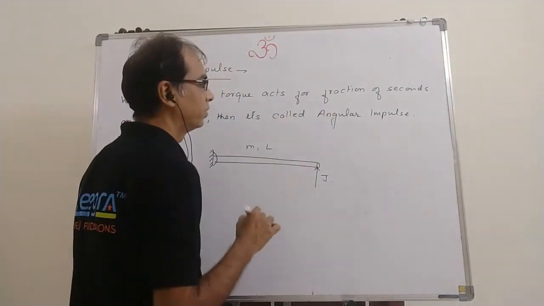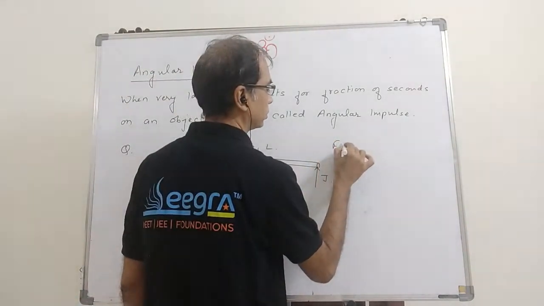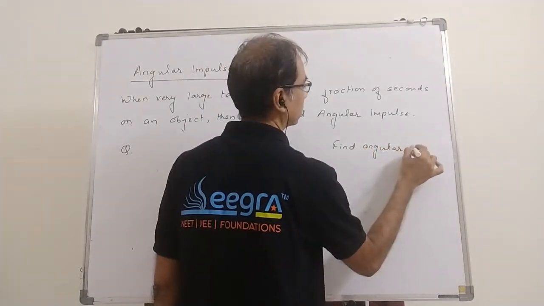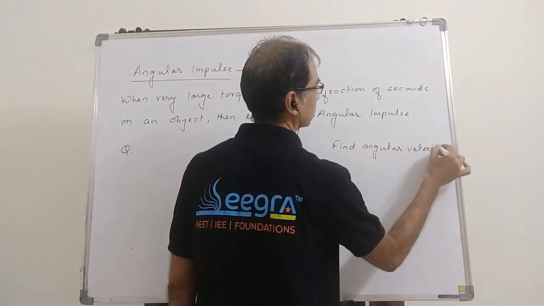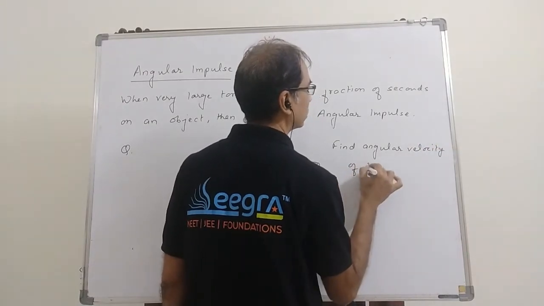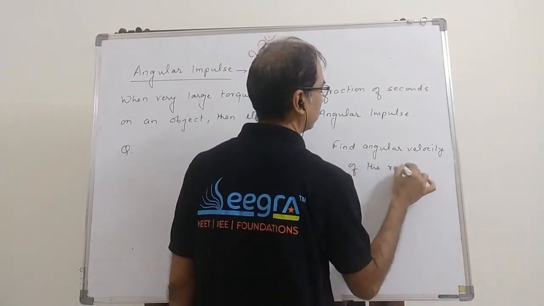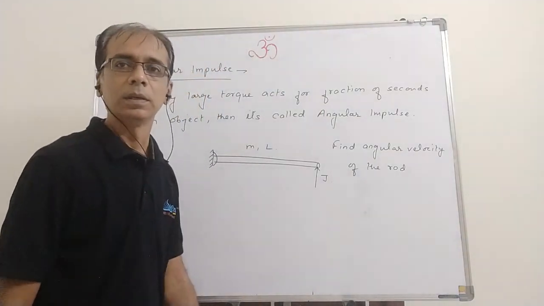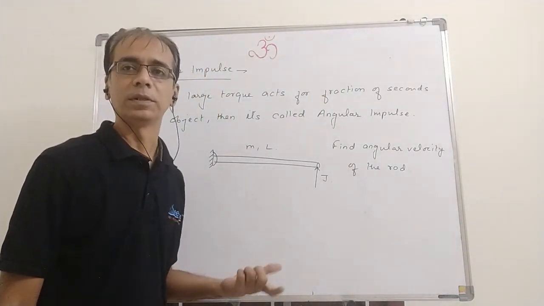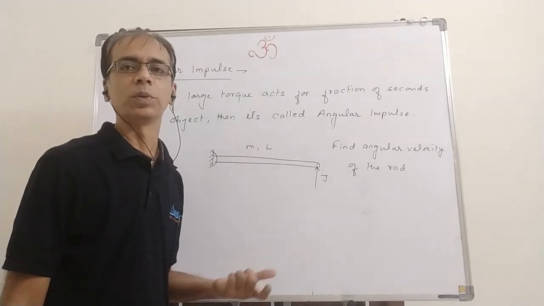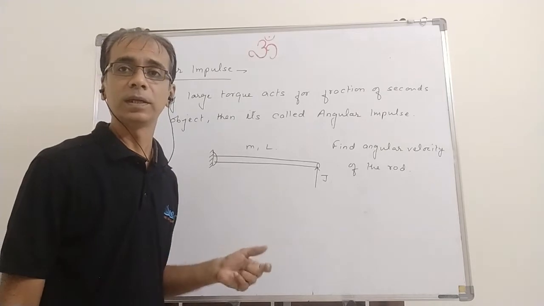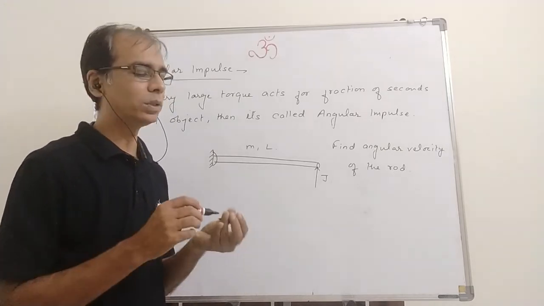The question asks to find the angular velocity of the rod. Simple question. Before applying the impulse, was the rod at rest or moving? It was at rest. Now, after applying the impulse, what is happening? It's moving.